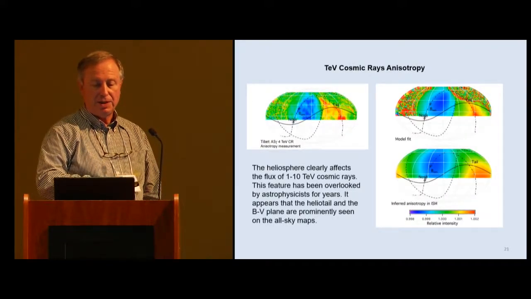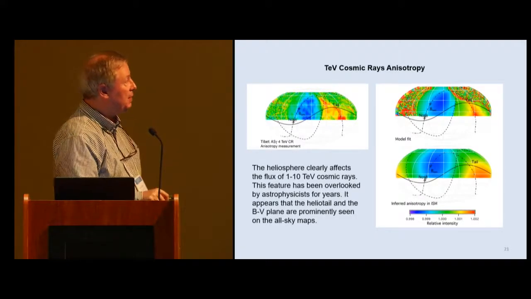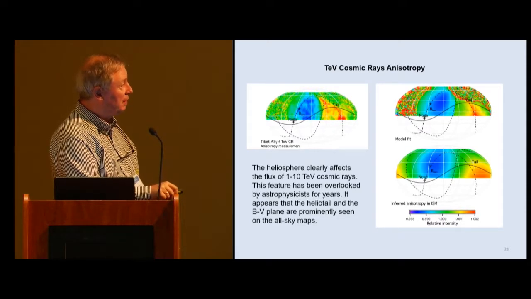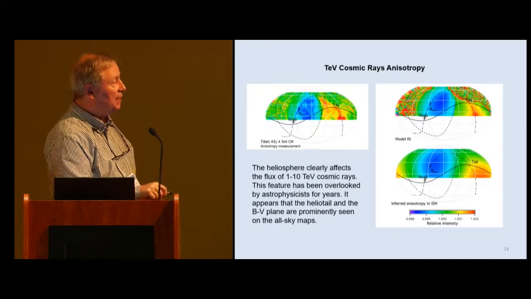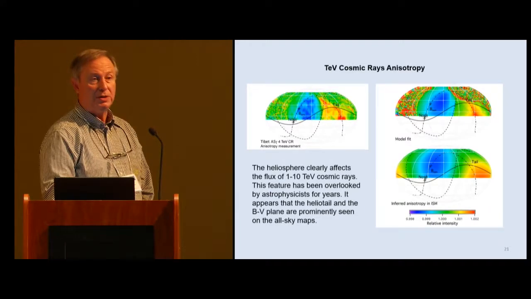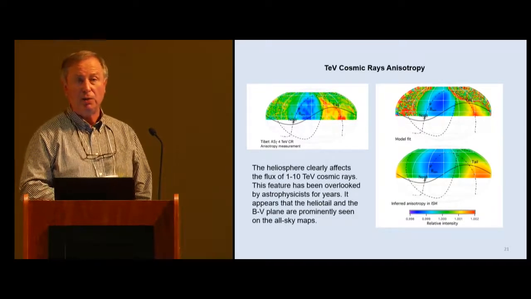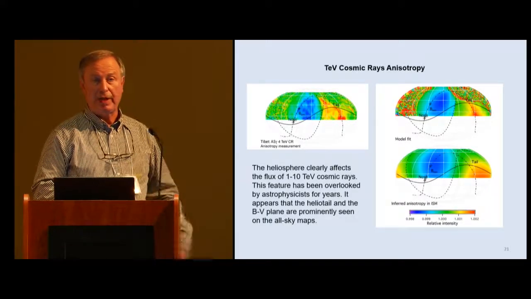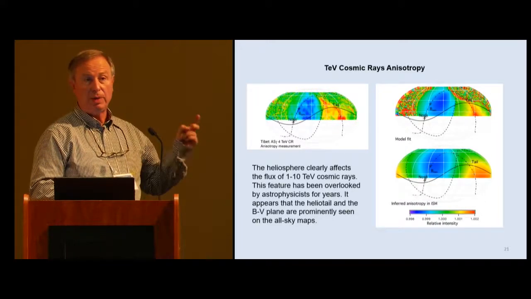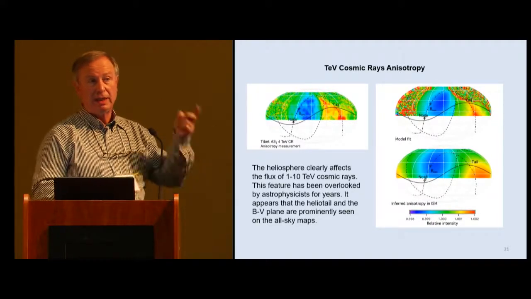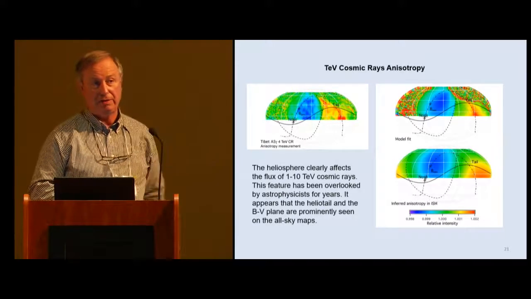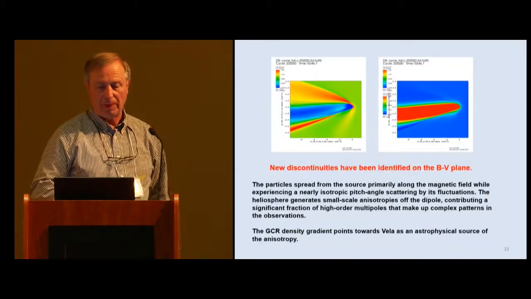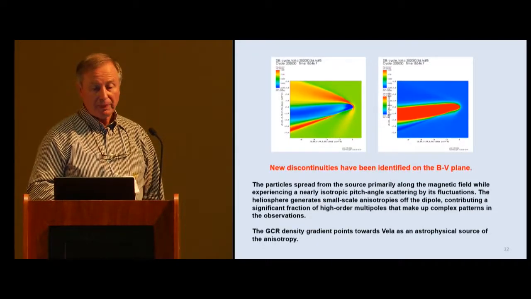This is the TeV cosmic ray anisotropy, which I mentioned. These are observations, which I showed you already. This is our simulation result, which fits the observation pretty nicely. And this is the difference between them, which is the anisotropy, which is entirely due to astrophysical reasons. We calculated the gradient of the cosmic ray density for 5 TeV cosmic rays and found that it is directed roughly in the direction of the Vela supernova. And we claim that Vela probably is the reason for this anisotropy.